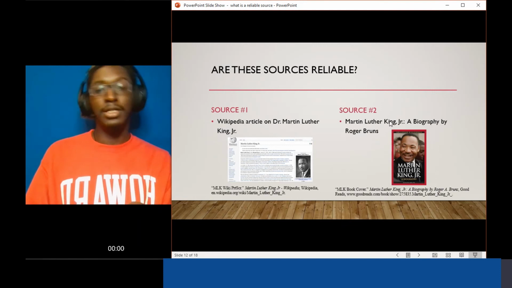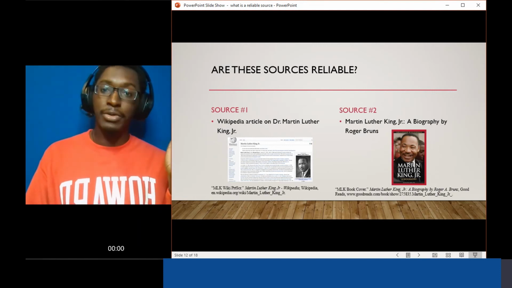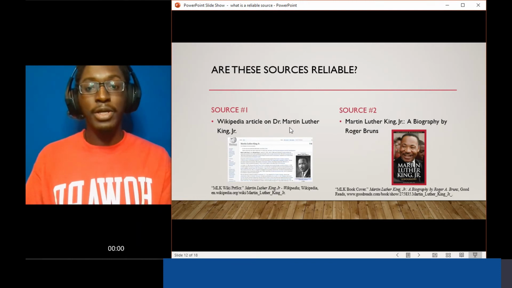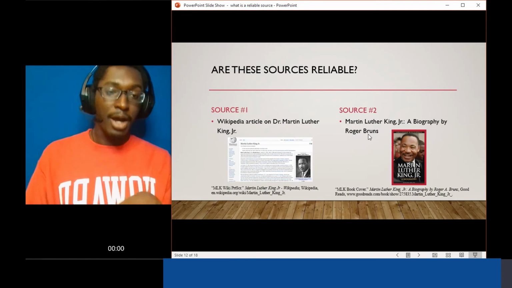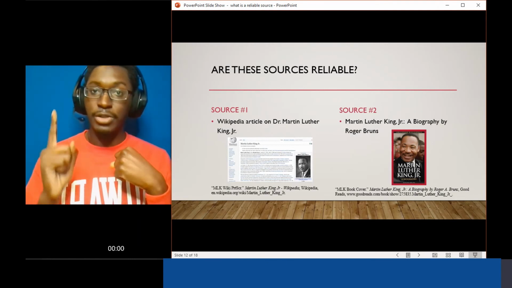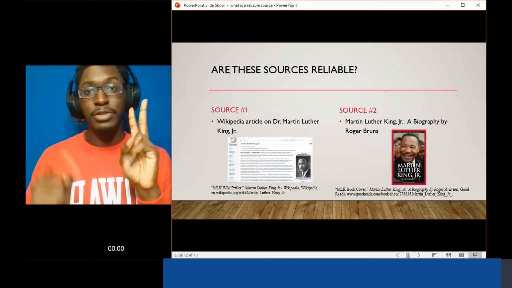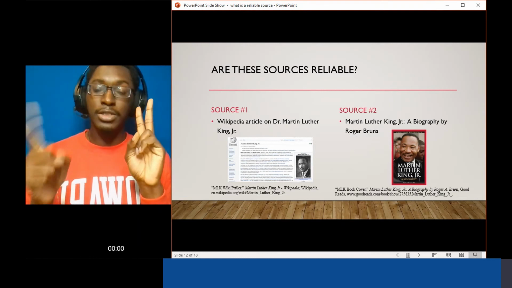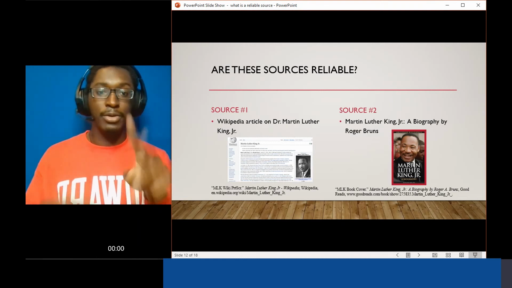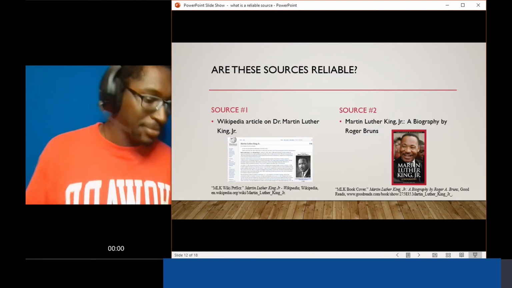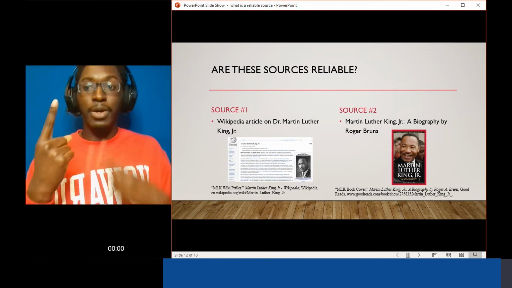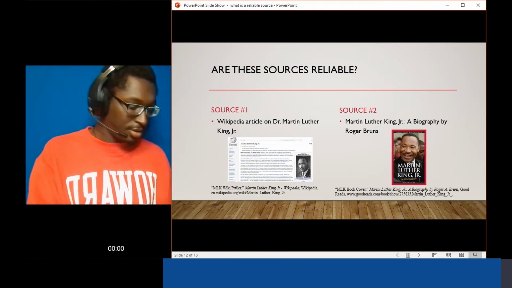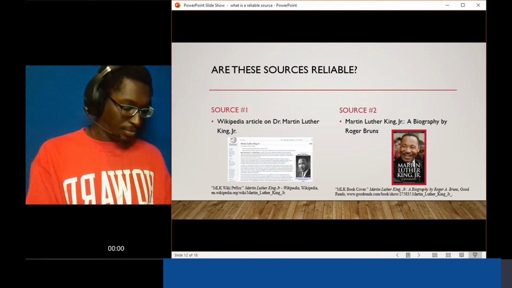I've got two sources listed here for you, and I want you to tell me if they are reliable sources. Source one is a Wikipedia article on Dr. Martin Luther King. Source number two is a biography on Martin Luther King. Is source one reliable? Is source two reliable? Or are sources one and two both reliable? Put your answers in the chat for me, okay? Those are your options. Let me see what you think.